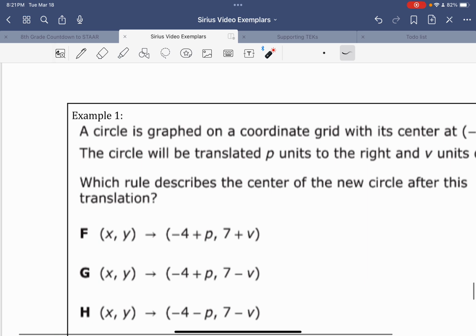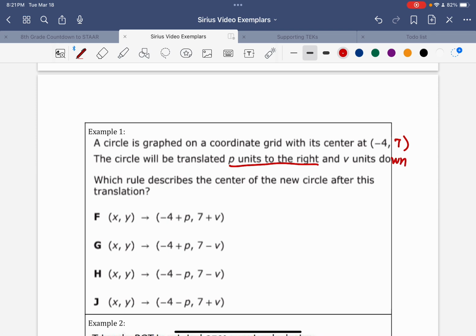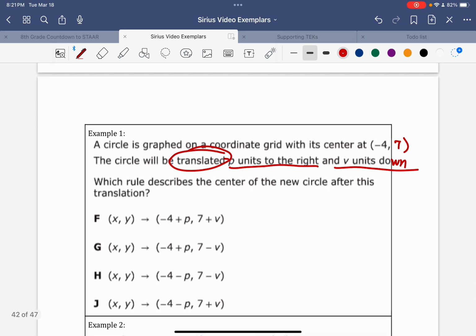Look at your example number 1, a circle is graphed on a coordinate plane with its center at -4 and, I guess this is 7. Sorry, this question's not complete. The circle will be translated p units to the right and v units, it should be down, okay? P units to the right and v units down. So we know it's a what? Keyword is translation, right? So number 1, step 1, you have to identify the transformation, right?